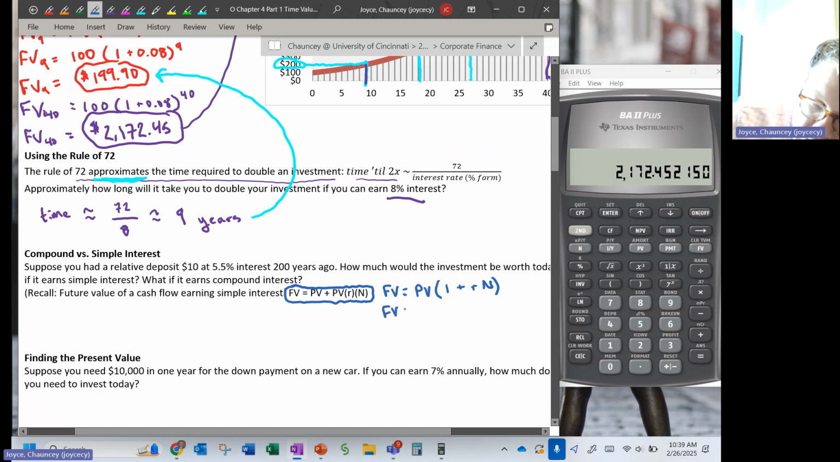So if you had a relative deposit $10 and we're computing for simple interest, your present value is 10 times (1 + R). And again, we're using a formula on this, so we're going to move the decimal. So 0.055 times 200.